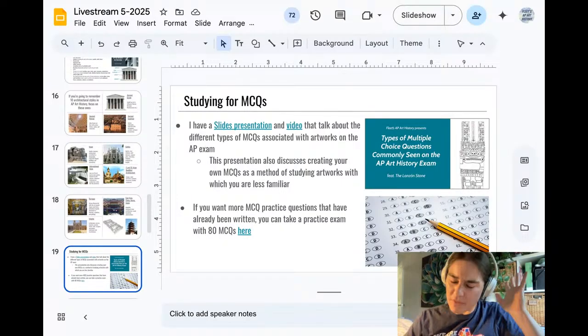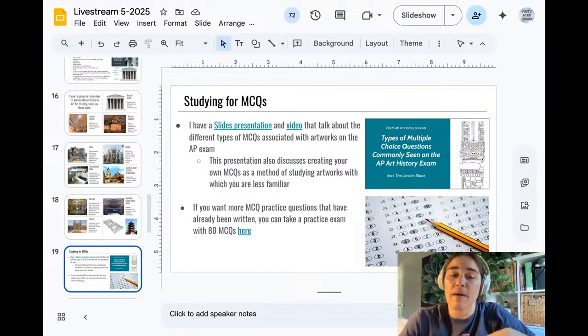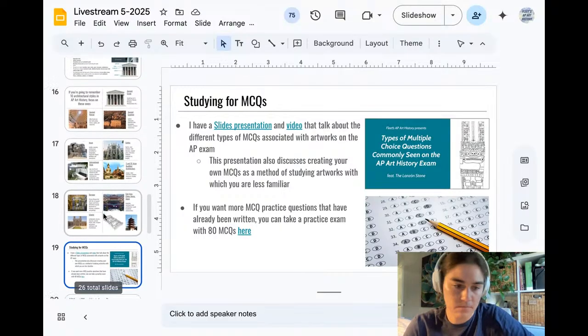But the other thing too is that the College Board doesn't really release practice MCQs, which is kind of annoying. So you kind of have to make them up yourself. I also created a practice MCQ that is mostly focused on units 2, 3, and 4 that you can take right here. It's a Google form and it's 80 questions. It's just a little practice test.